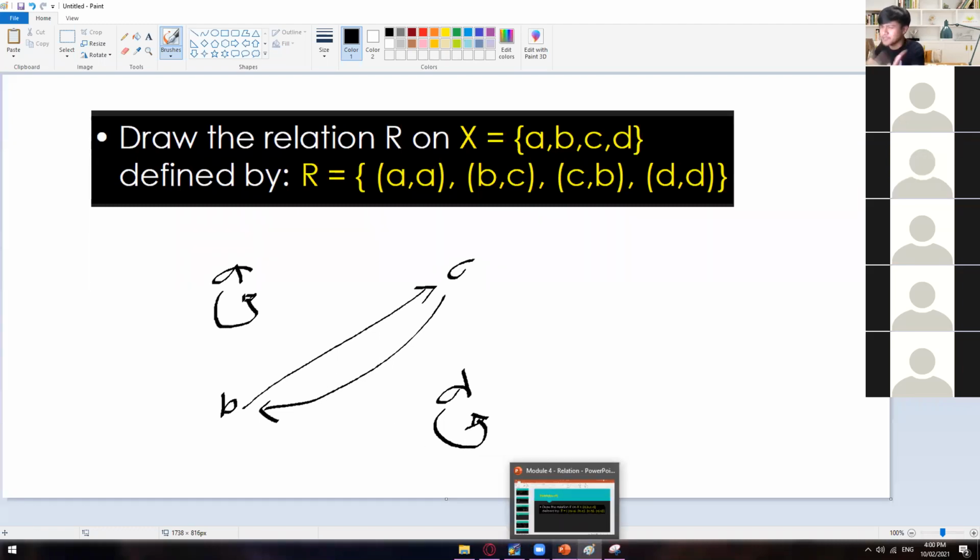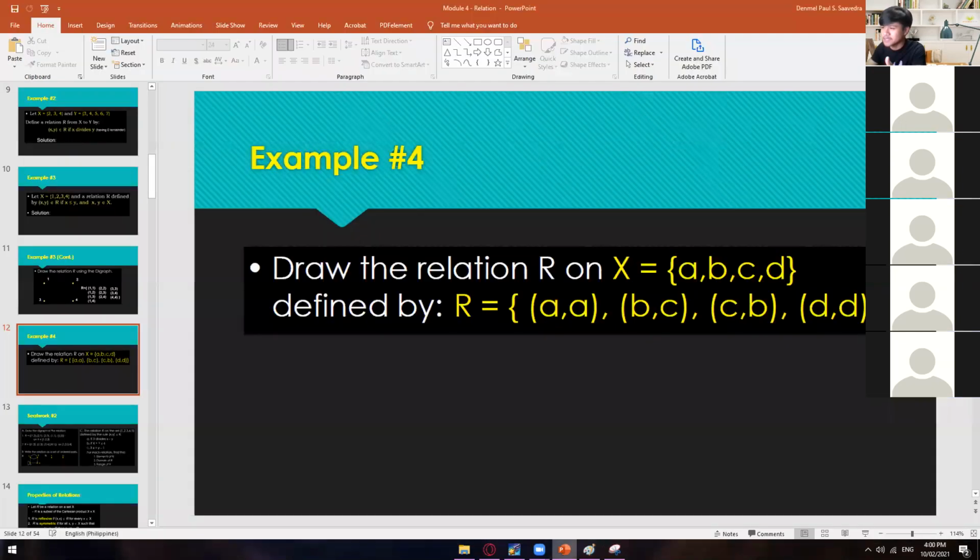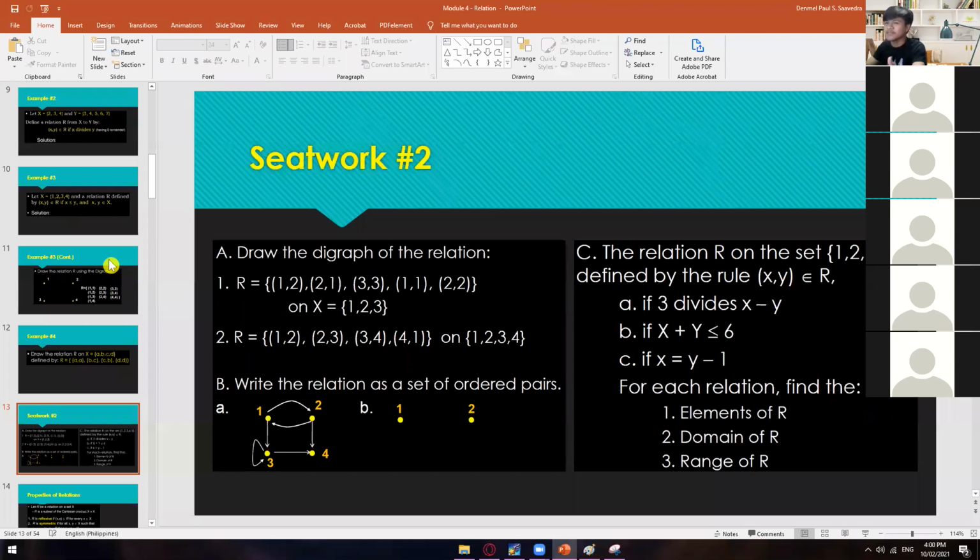So again, if there is a part that you didn't understand, let me know as soon as possible. Once you have fully understood those examples, you may now proceed and answer this Seatwork number 2. We have here the letter A, wherein you need to draw the diagram of the relation. So we have 2 relations. And then letter B is to write the relation as a set of ordered pairs. So instead of a diagram, it's the opposite, asking you for the set of ordered pairs.